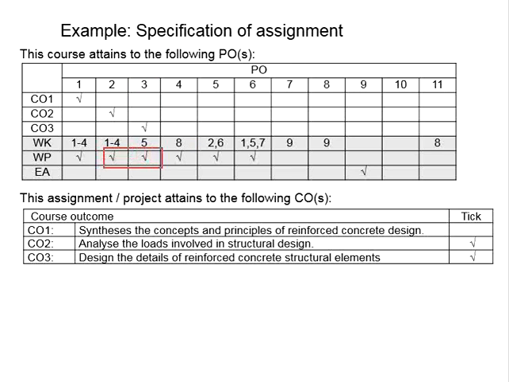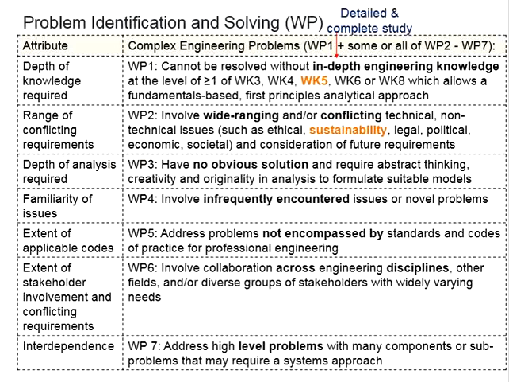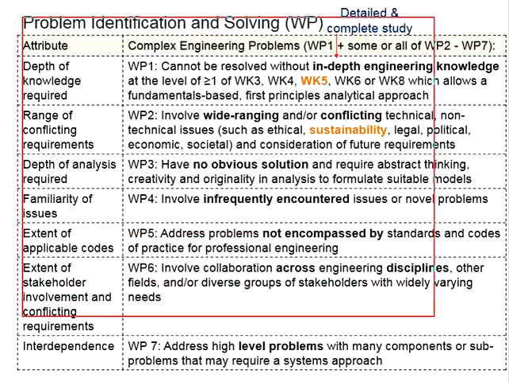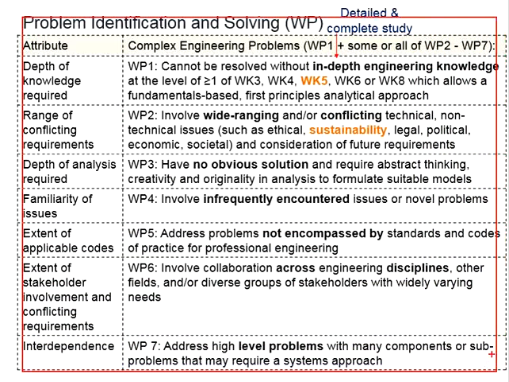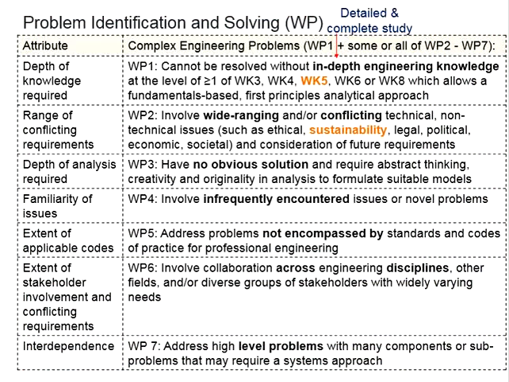Since it is stated that there is a requirement in terms of the complex engineering problem, then you will have to refer to the definitions and attributes of complex engineering problem. We discussed this complex engineering problem also in our previous videos. You may refer to those. Now, the complex engineering problem will have WP1 as compulsory, and then at least 2 of WP2 to WP7.